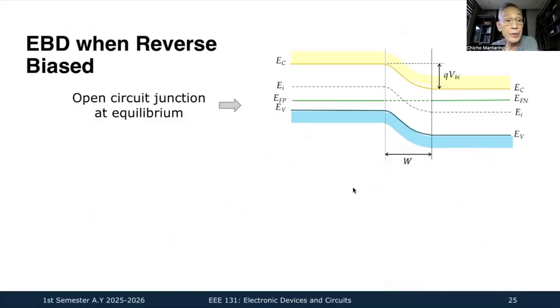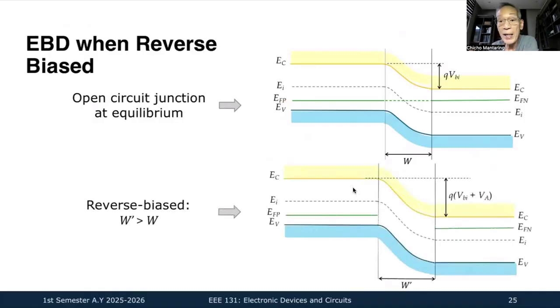What happens when you reverse bias your junction? Again, this is your open circuited junction with your built-in potential, VBI. Reverse bias, so you're applying a positive at the cathode with respect to the anode. So this will increase by V sub A. And the width of your depletion region will increase.